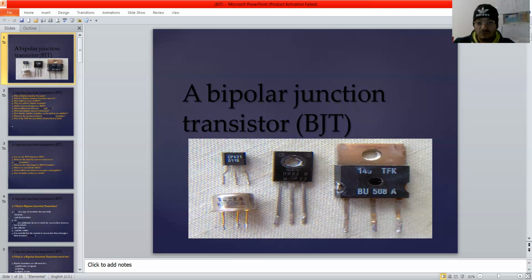That's very important to us, because of this feature we call it a bipolar transistor: the two different kinds of charge carriers at the same time. These are holes and electrons.